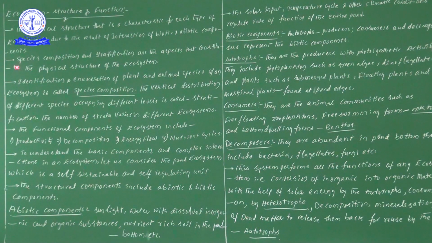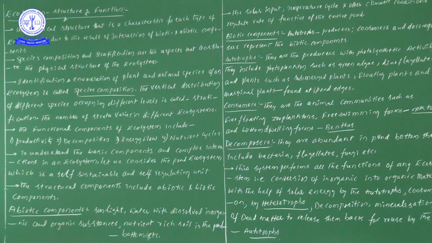Next one, species composition and stratification. Species composition and stratification are the aspects that constitute the physical structure of the ecosystem. We have just seen that the physical structure of an ecosystem can be observed, and that structure is because of the aspects of species composition and stratification.